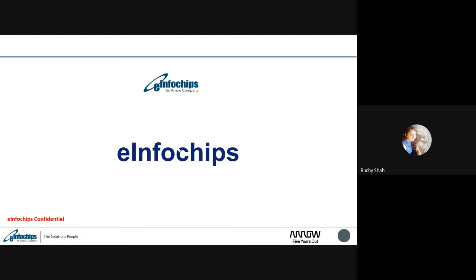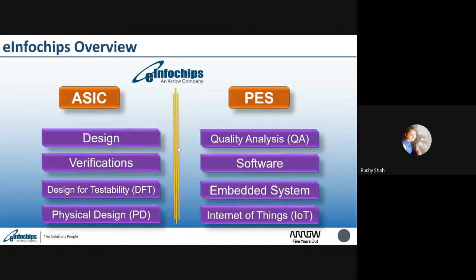So let me talk something about eInfochips. Basically, eInfochips is working in two parallel divisions. One is ASIC and second is product engineering services. In the ASIC division, there are a few departments like design, verification, design for testability, that is DFT, and physical design. And in PES, we have quality analysis, QA, software, embedded system, and IoT.